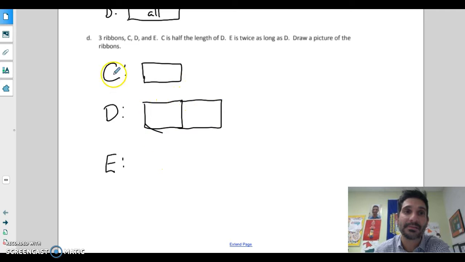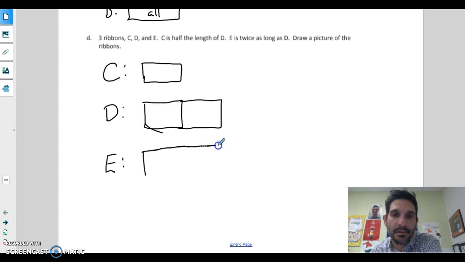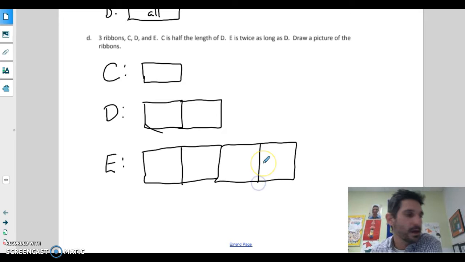In E, okay, now it says E is twice as long as D. So if D is two pieces, then it's going to be four pieces. So there's my two. All right, so there it is.